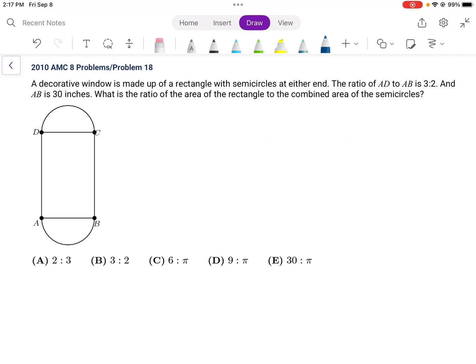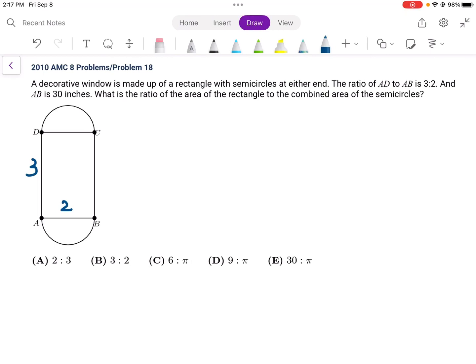Problem 18. Because the question asks the ratio of the area of the rectangle to the area of the combined semicircles, and since it's a ratio of the areas, the unit or the absolute values of AB and AD do not matter. Therefore, to simplify this problem, we simply assume the length of AB is 2 and the length of AD is 3, because their ratio is 2 to 3.